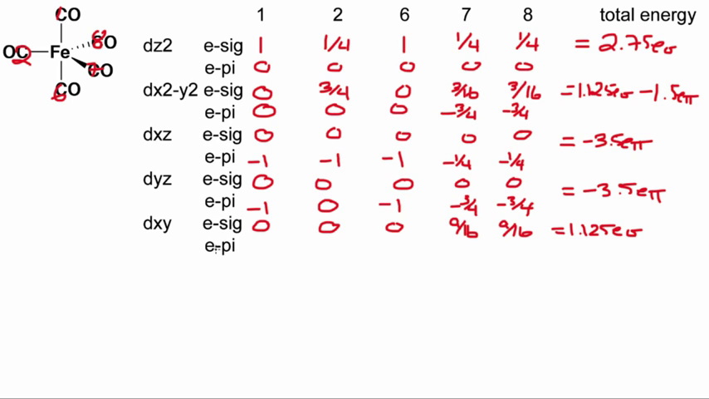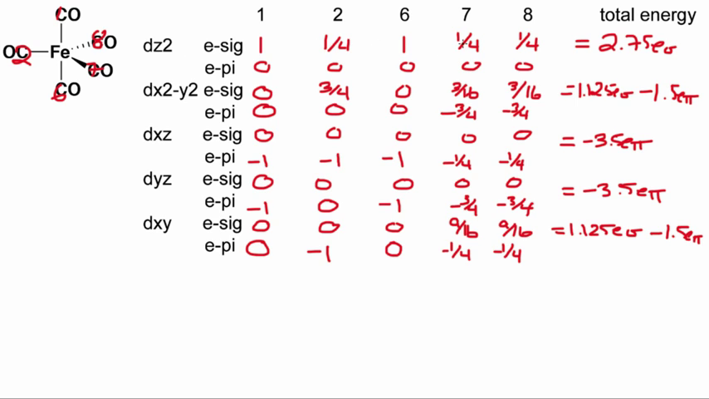And then if we look at the e pi, we'll get for position 1 a value of 0, for position 2 a value of -1, for position 6 a value of 0, and then for positions 7 and 8, those contributions will be negative 1/4. And so adding all of that up, what we will get is a value of negative 1.5 e pi. And so what we can see right here is the total energy in each case.